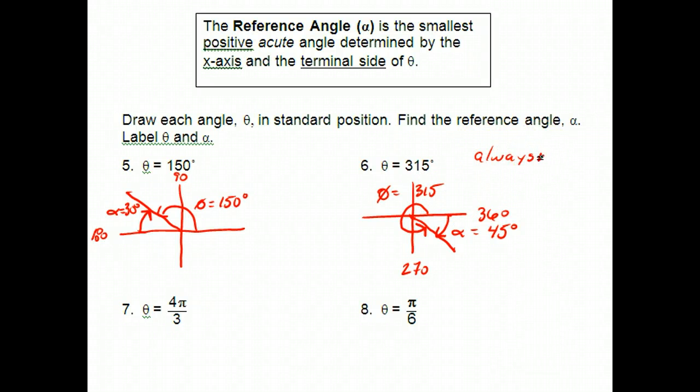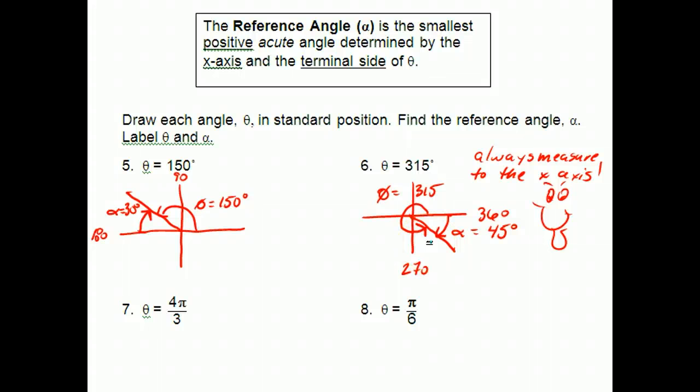Always measure to the x-axis. Okay, let me put an exclamation point there. Ooh, little happy face too. It's tons of fun. Okay, this is an important point. You never ever measure this angle to the y-axis here. It's going to mess you up.